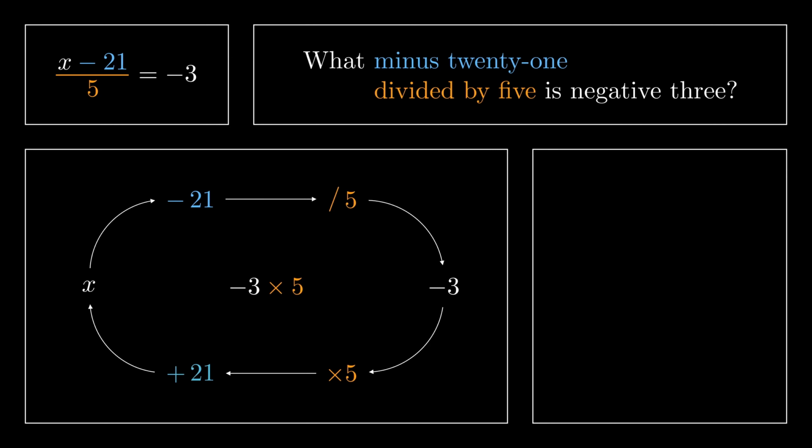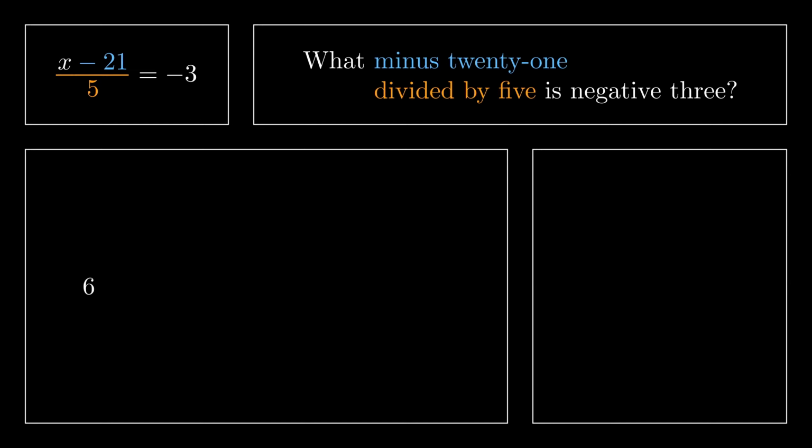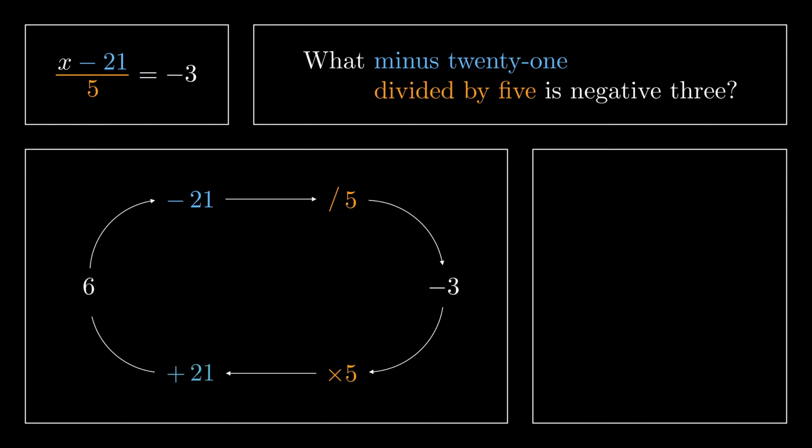-3 times 5. What is -3 times 5? That is going to be -15. And then what is -15 plus 21? That's the same thing as 21 minus 15, which is going to be 6, positive 6. Let's check our answer. 6 minus 21 is -15, divided by 5 is -3. And then -3 times 5 is -15, plus 21 is 6.